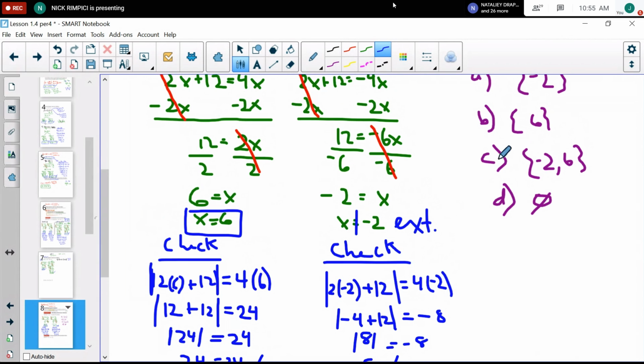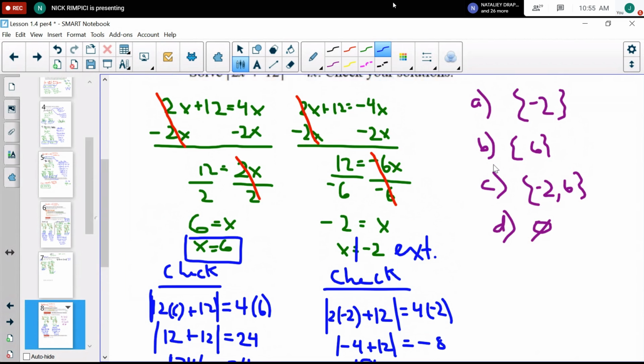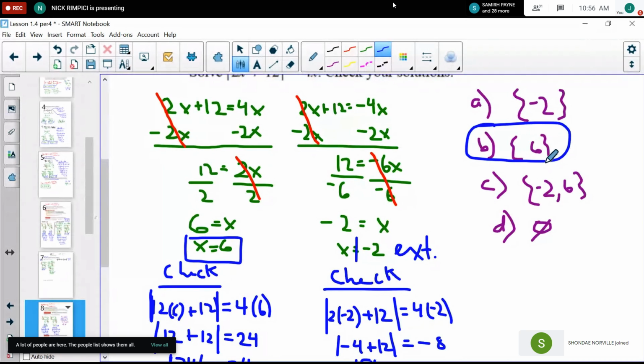So if you circle choice C, you're incorrect. Okay, it's choice B that's the answer, because 6 and only 6 is a valid answer. -2 is not valid. Please don't think that the negatives are always not going to work, because that's not true. The only way to know is by actually doing the work and performing the check.